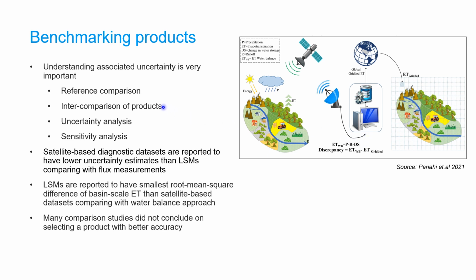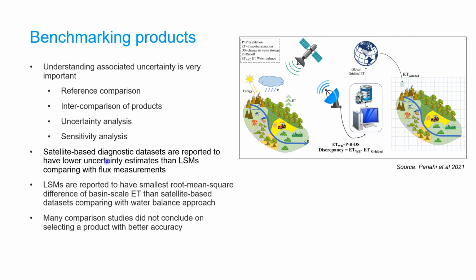Intercomparison of the products is where the seasonal and annual trends from each product are compared to each other and evaluated. Uncertainty analysis shows how uncertainty of input data and model parameters propagate to ET model output, while sensitivity analysis shows how much each individual source of uncertainty affects or contributes to the output. Identifying these uncertainty sources and the spatial temporal distribution of these errors are less studied due to the complexity involved in that.